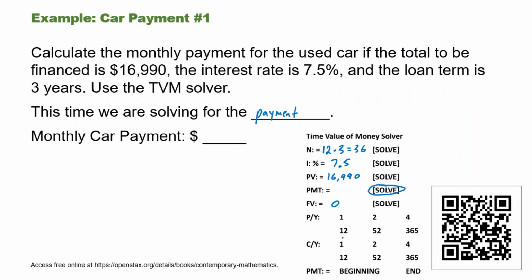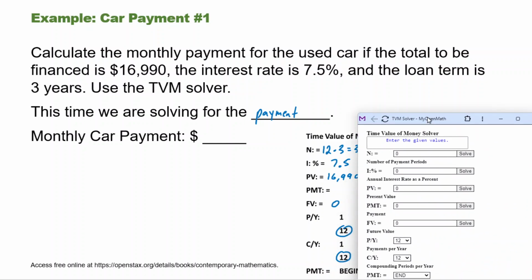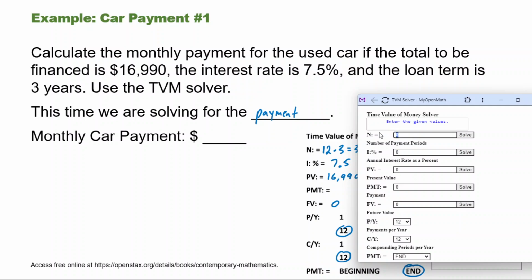P/Y and C/Y will both be 12 because these are monthly payments, and because we're not told otherwise, the payments will be at the end of the period. So let's go ahead to the TVM solver and fill in these values. Capital N is 36, interest I is 7.5, present value 16,990, payment unknown, future value 0, P/Y, C/Y are 12 with a payment at the end.